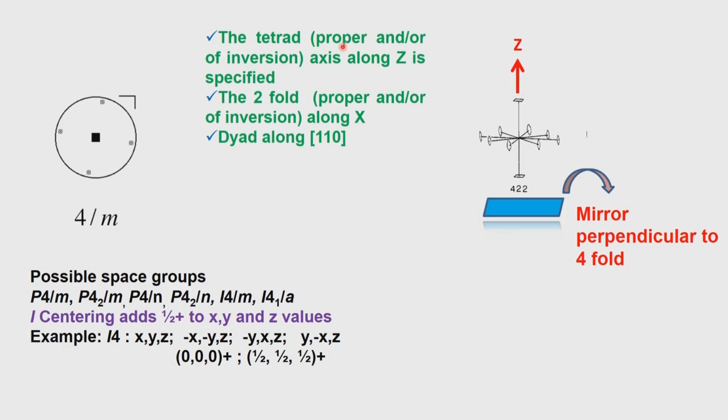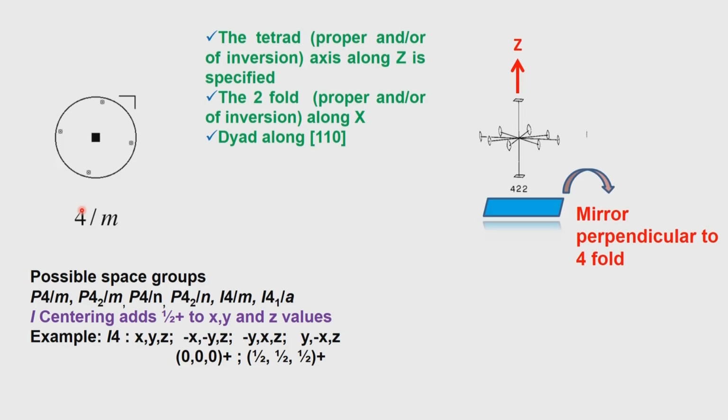The 4-fold can be proper and/or inversion, that means proper or improper axis along the z direction, and we specify it first. So, the 4-fold rotation is along the z direction all the time, and the mirror is now going to be perpendicular to that operation. If you see here, the mirror is indicated perpendicular to the 4-fold. So, the presence of the 2-fold axis is immaterial, it is 4 2 2. So, in this particular case the system can be just 4 by m.